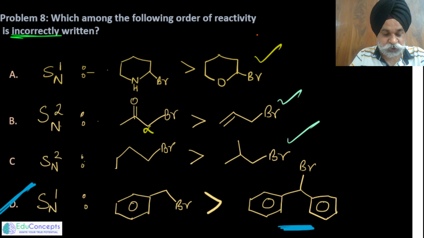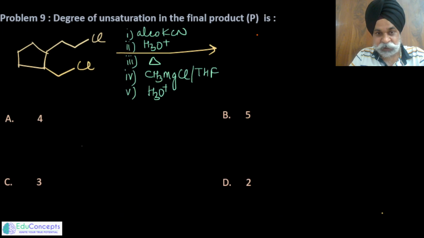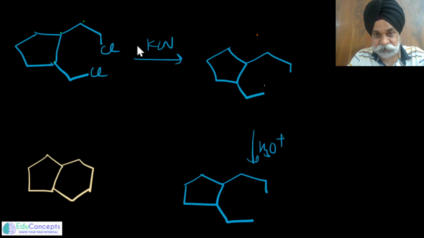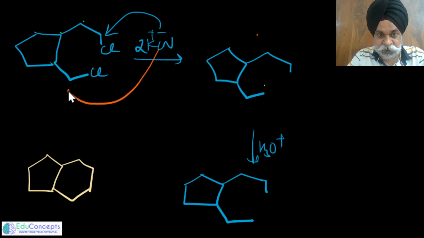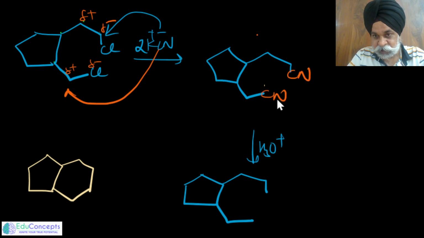So two more questions to go with. I am draining out. It is quite a lengthy question. Okay, the degree of unsaturation in the final product. So this again is a beautiful question to begin with. First it is to be treated with alcoholic KCN. CN is a good nucleophile which can replace the Cl negative. So the first step is that you have to take 2 moles of KCN. This would attack this position, as well as CN would attack this position. So this would lead to nucleophilic substitution reaction. As a consequence, you would get CN here, CN here.